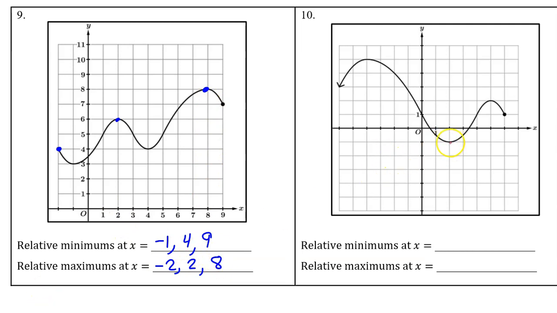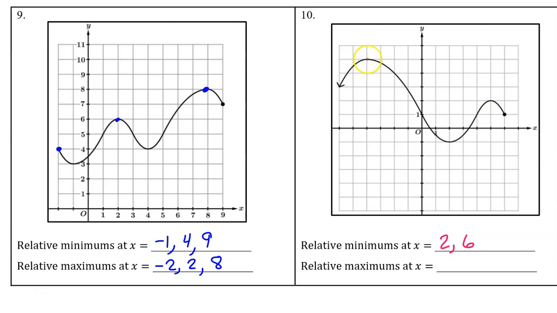Number 10 has relative minima here and here. Closed circle, this endpoint does count as a local minimum. So that's at x equals 2, and what is this? 1, 2, 3, 4, 5, 6. Notice this does not count as a relative minimum because the arrow tells us that this graph really keeps going.